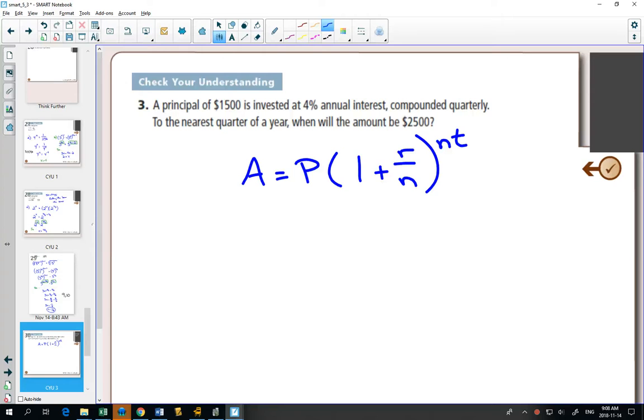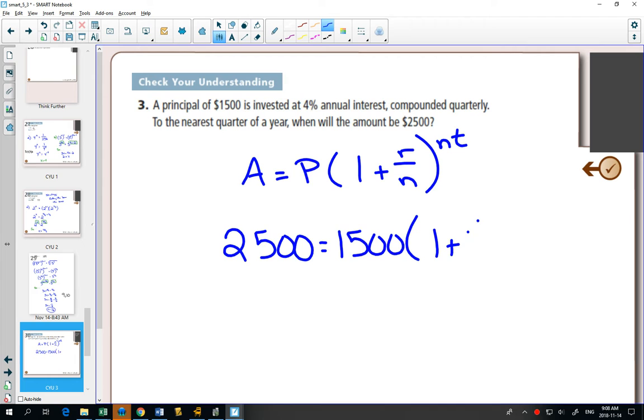So we start filling in information here. We want the amount to be 2,500. The principal is starting at 1,500. The interest rate is 0.04. It's compounded 4 times per year, and we want to solve for t.